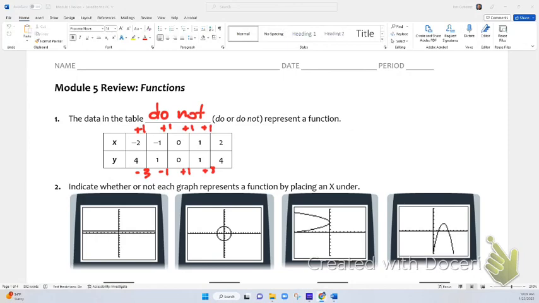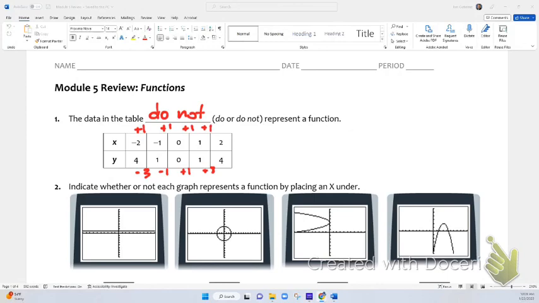For number 2, you'll notice that we gave you 4 different types of graphs. It says indicate whether or not each graph represents a function by placing an x under it. There are 2 ways that you can do this. Right before we went off winter break, I taught my students about the vertical line test, using your pencil to go across from left to right. As long as it only hits it in one spot, then it's a function. If it hits it in more than one spot, then it's not a function.